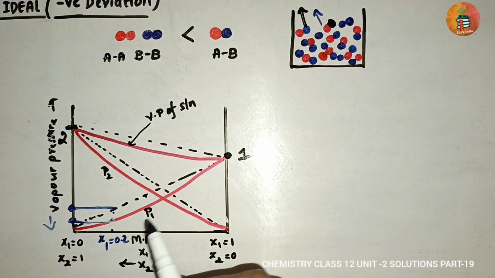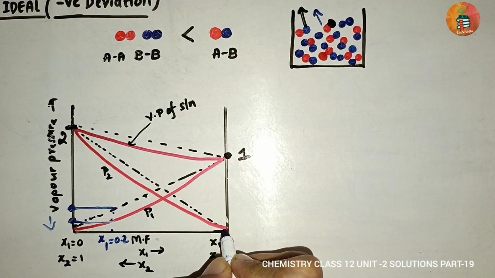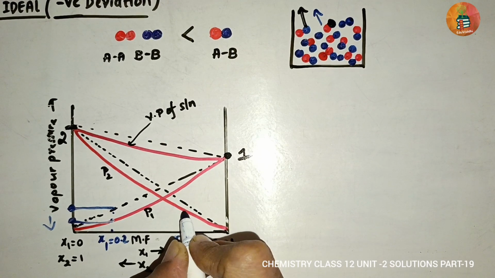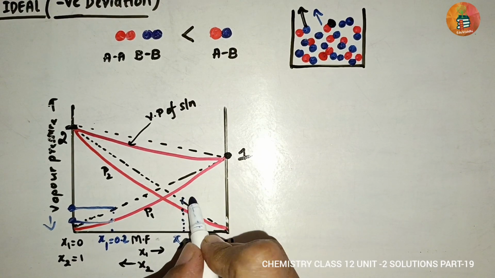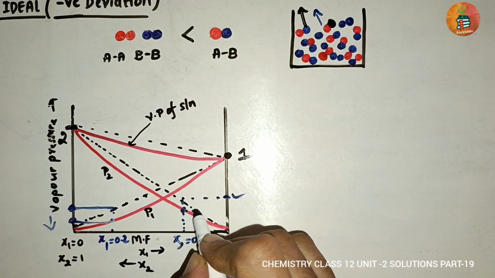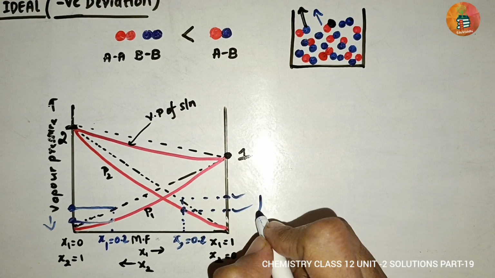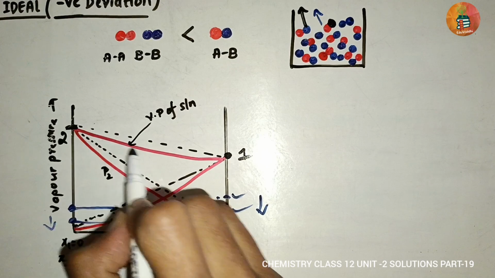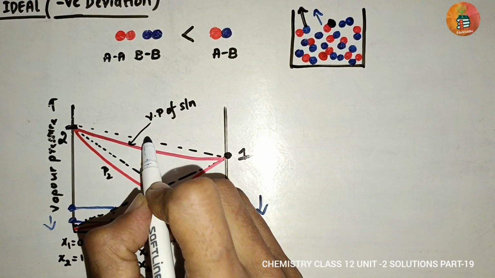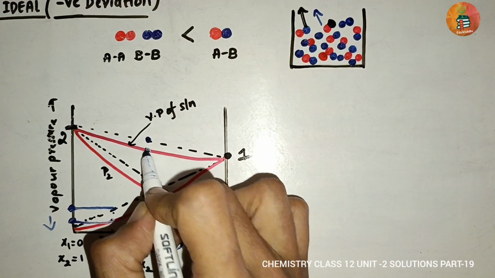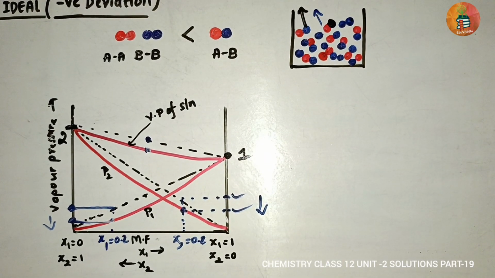Similarly, you can take component 2 here. Let me take x2 equal to 0.2, maybe here. So at this point, according to Raoult's law, you have to get the vapor pressure for component 2 here. But if you see this line, you will get the vapor pressure here. What does it tell? The vapor pressure has decreased. So for the total vapor pressure, if you see the curve here also, at this point you should get some value, but it will be lower than the expected vapor pressure of the solution from Raoult's law.